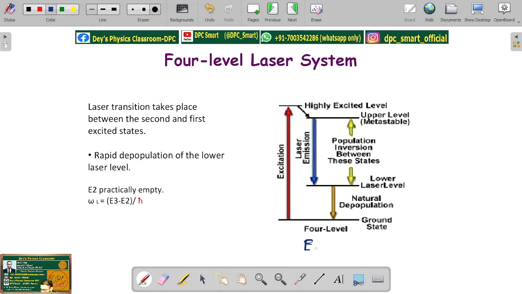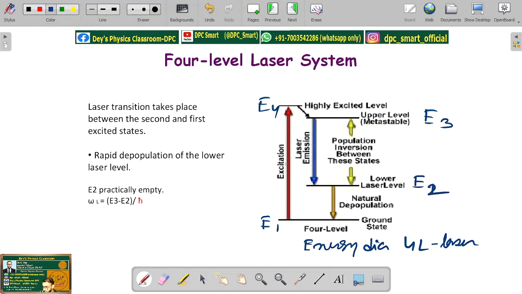So this is the energy diagram for the 4 level laser. Here this is the ground level, that is E1. This is the highest excited level, which we denote as E4. The uppermost metastable state we denote as E3. The first excited level we denote as E2. So here minimum 4 levels are present, E1, E2, E3 and E4, where E3 is the metastable state.